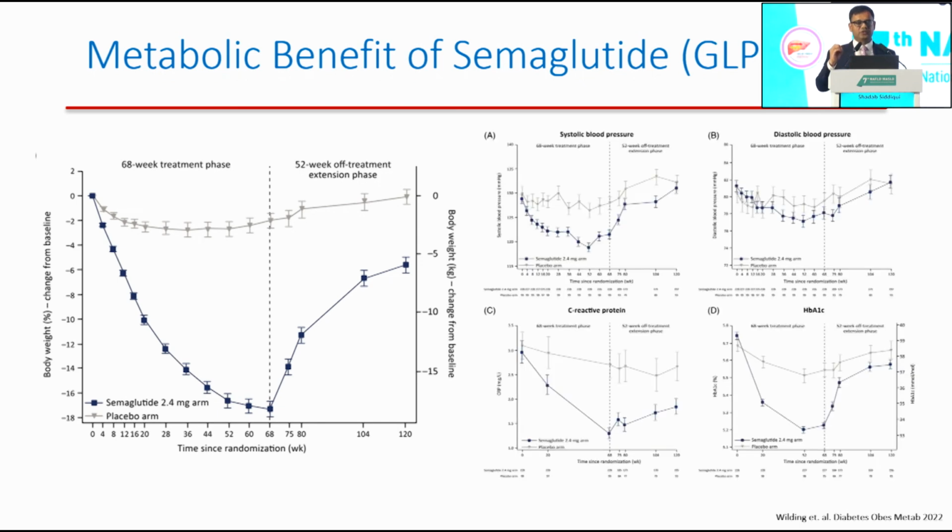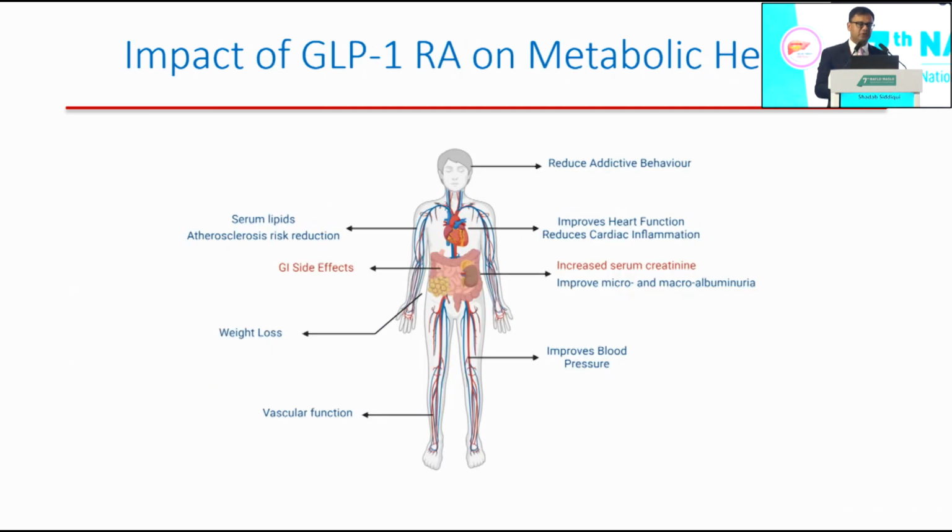And while patients are on this medicine, it tends to improve other risk factors. The blood pressure is better. The inflammatory markers are better. Obviously, the hemoglobin A1C is better. So there is a net metabolic benefit of using GLP-1 receptor agonists. So it tends to actually improve that metabolic risk profile considerably more so.